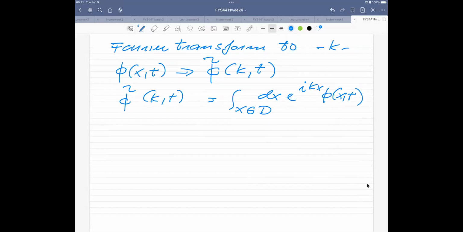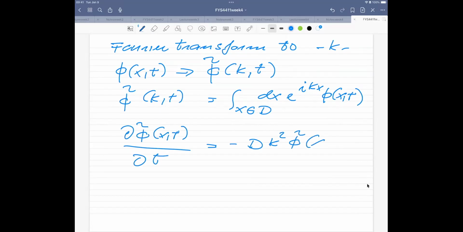Now, that means that when I make the transformation of the x-dependent part, the equation just transforms into d phi tilde of k and t over dt, and that gives me minus D times k squared times phi tilde of k and t. This is something I'm assuming you have seen in different courses in math, especially if you're taking a course in mathematical physics.